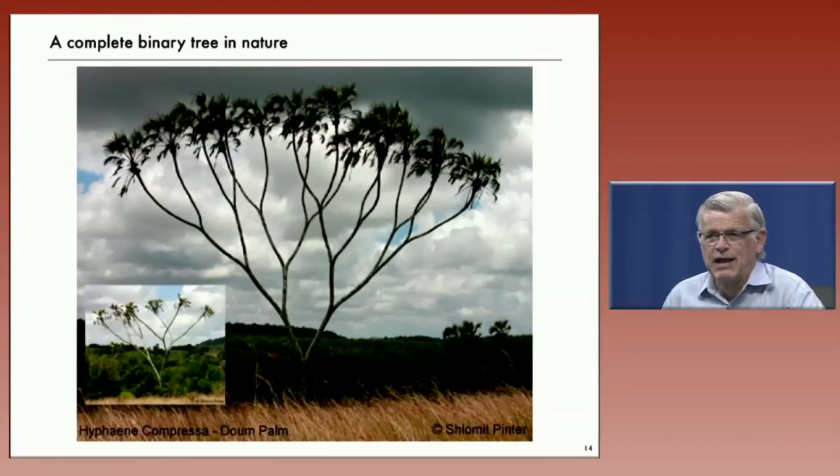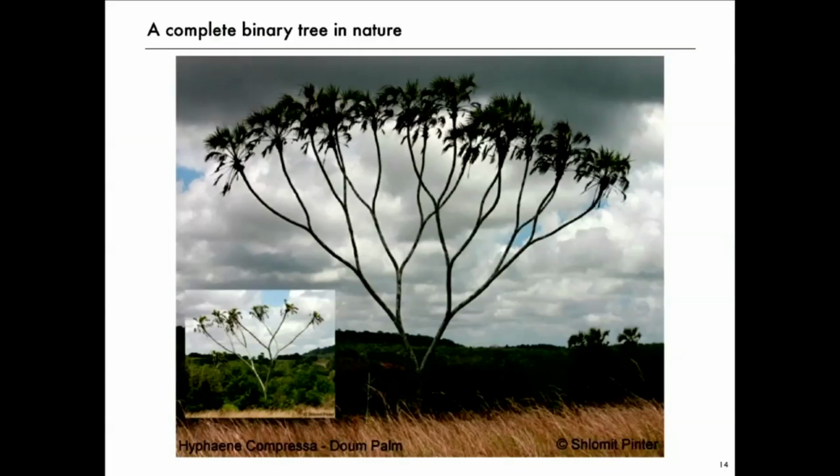Complete binary trees actually happen in nature. Here's an example of one that goes 1, 2, 3, 4 levels at least. So 16 bushes at the end there.